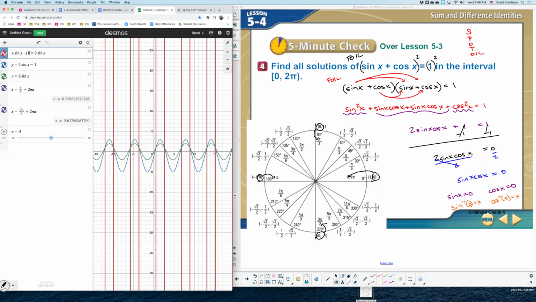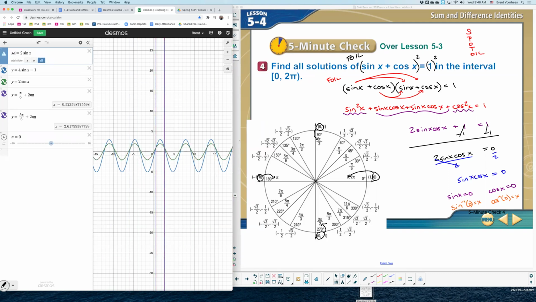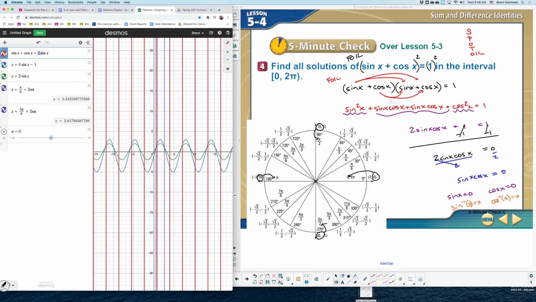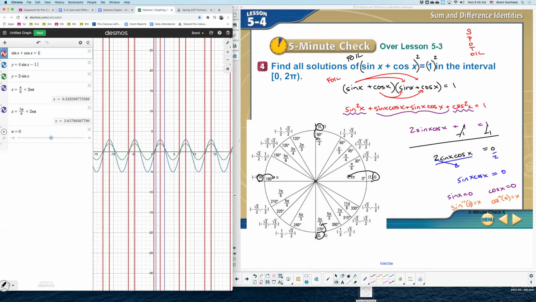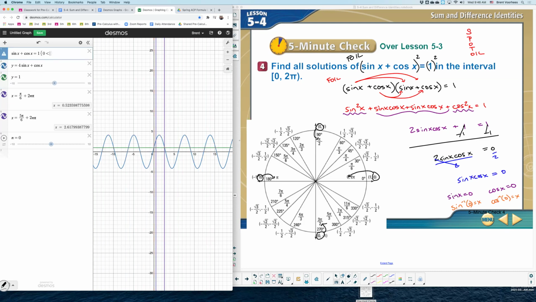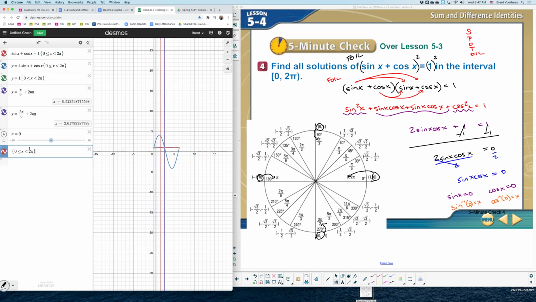I'm going to go to the original graph. Sine x plus cos x and set that equal to 1. We have sine x plus cos x and then 1 right here. Now to limit our domain, 0 is less than or equal to x, which is less than 2 pi. I should have saved that somewhere, so I could have just pasted it really fast. Let me just put it down there. That way later if I need to copy it, I can.